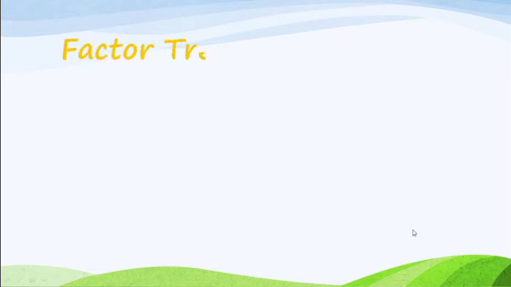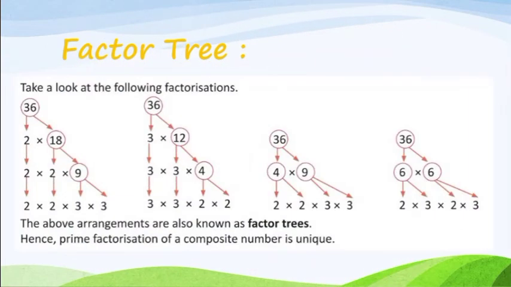Now comes the factor tree. The factor tree depends on the relation of prime factors only. So see the relation of it. Just now we have taken the example of 36. We have written 36 in different ways: 2 into 18, 3 into 12, 4 into 9, 6 into 6. In the earlier example, we have seen I can write 36 as 2 into 18, as 3 into 12, as 4 nines are 36, as 6 into 6.